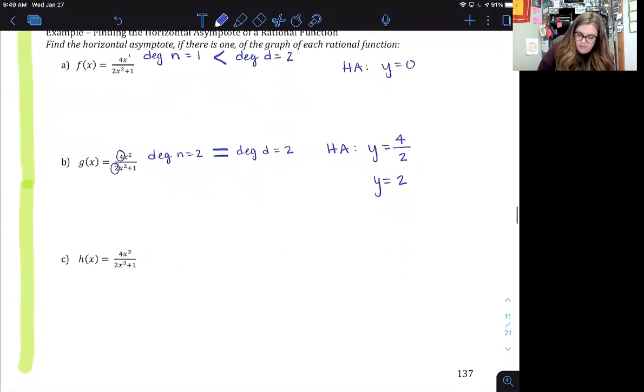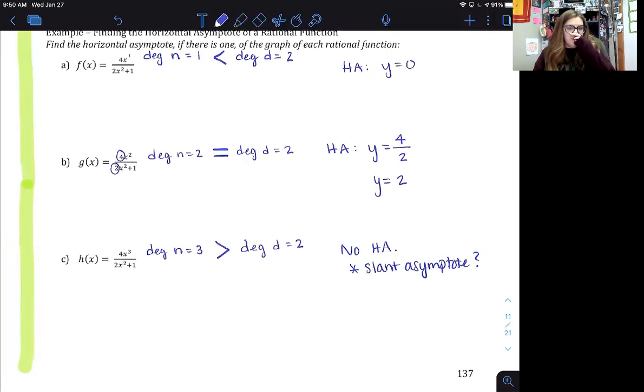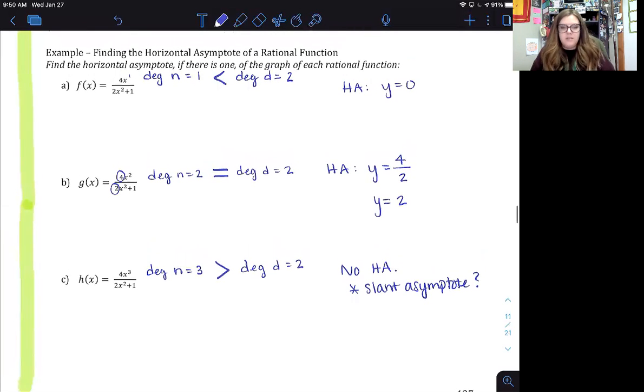And looking at C, the degree of our numerator equals 3. The degree of our denominator equals 2. Since the degree of the numerator is greater than the degree of the denominator, there are no horizontal asymptotes. Instead, in the next couple of days, we're going to be checking for a slant asymptote. We will go over a couple of those things tomorrow in class.